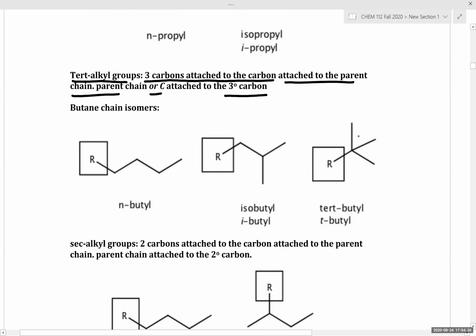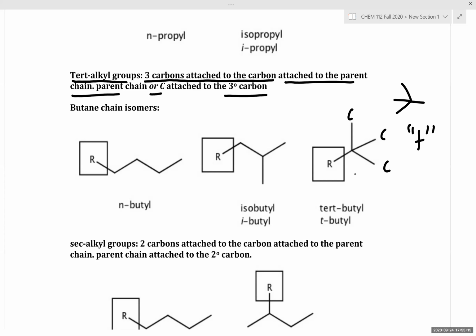In the tert-butyl arrangement, as we notice, our main chain is attached to a carbon that is attached to 3 other carbons, right? That's why we call this tert-butyl. You can also think of it mnemonically as, if you look at a tert-butyl, it almost looks like a T. If you sort of look at it and squint a little bit, it looks a little bit like a T. Do these 3 butane chain isomers make sense to everyone? Is everyone comfortable with these examples so far?